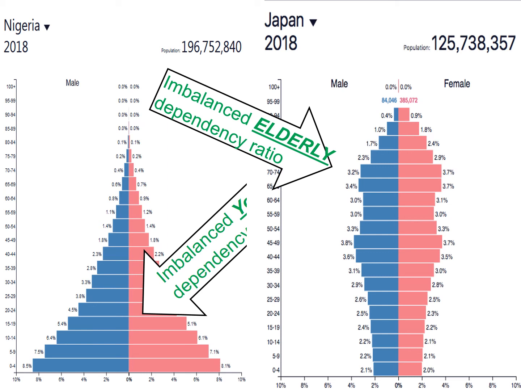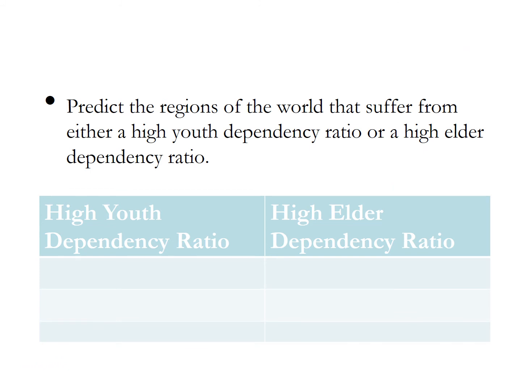Now, the problems that come with imbalanced dependency ratios, we will explore in future lessons, but it's important to start to understand that. So what I want you to think about is to predict what regions of the world will suffer from a high youth dependency ratio or a high elderly dependency ratio. Basically, you're thinking of the regions of the world, you're connecting how you know if regions are developed, highly developing, or developing, and you're going to try to attach dependency ratio to them based on what I've told you.